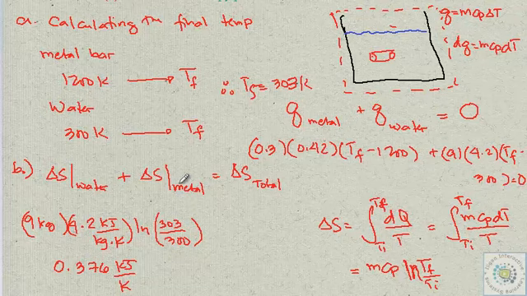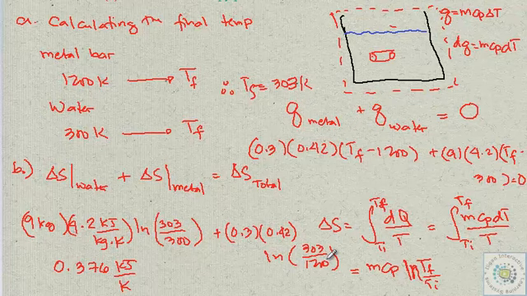Now, 0.376 means the water gained entropy, or got more disturbance or chaos, because it has increased its temperature. How about the metal? The metal is supposed to have decreased its entropy because it has cooled down from 1200 to 303 Kelvin. Let's calculate how much. Delta S of the metal will be 0.3 times 0.42 Cp times ln of the final temp 303 over the initial temp 1200 Kelvin. That gives us an entropy of negative 0.173 kilojoule per Kelvin, meaning the entropy of the metal bar has decreased by 0.173, while that of the water has increased.